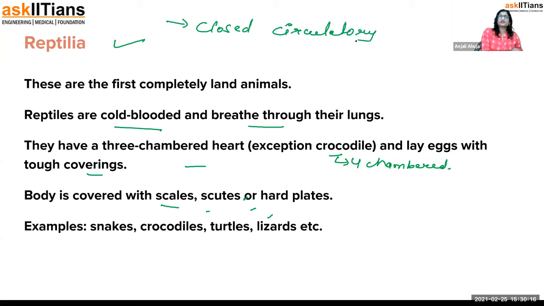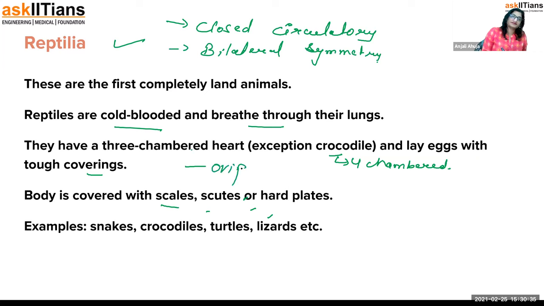And they all are the true coelomates. You can write this by default property, bilateral symmetry. Okay. Let me see if any other point is there. They are oviparous because they are releasing, forming the eggs. Anything else is left? Respiration.